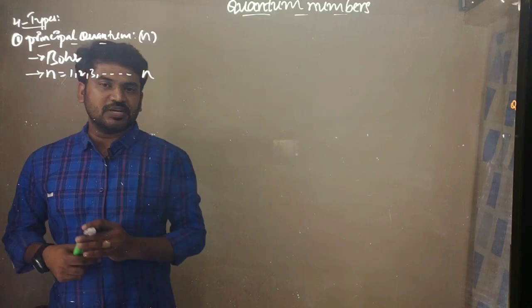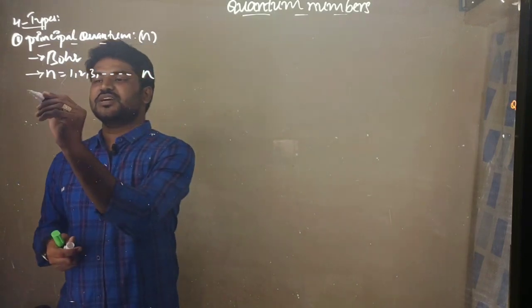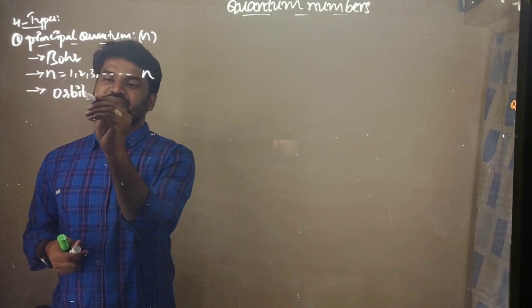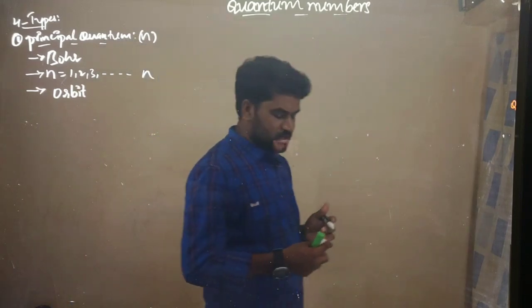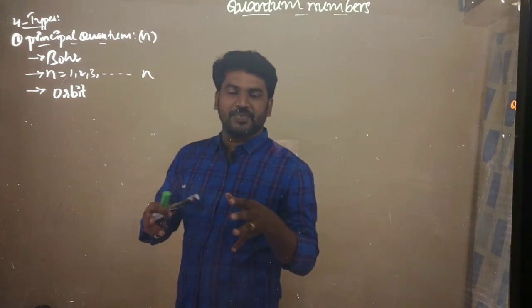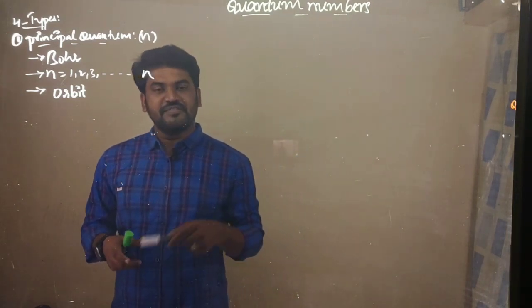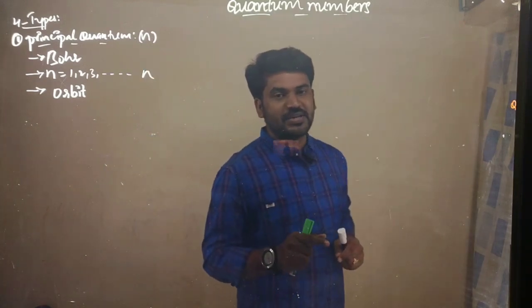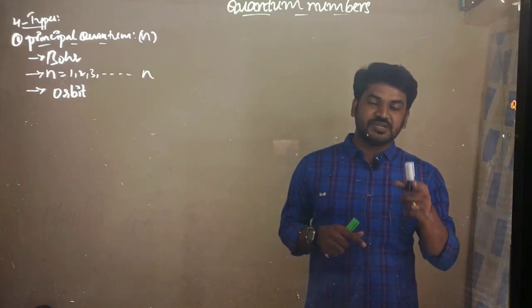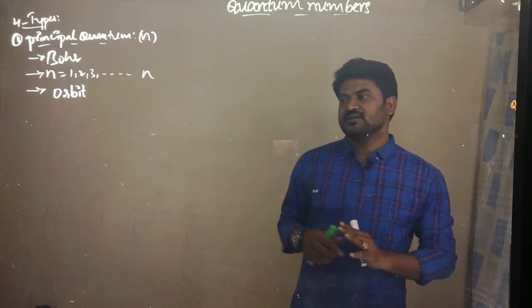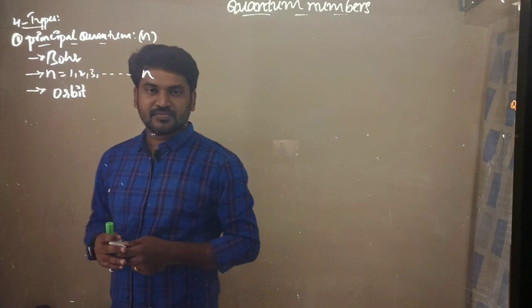This principal quantum number gives the information about the orbit. As we know, what is an orbit? An orbit is a particular place or a pathway around the nucleus where the electron revolves. I'm telling you again, orbit is a pathway where the electron is revolving.